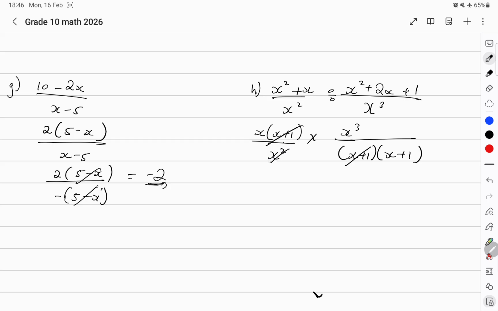And I'm having x to the power of 2. I'm having x to the power of 3 there, meaning it's the same as x to the power of 2 times x, such that those two will cancel each other. Therefore, my answer is going to become x squared divided by x plus 1. That becomes my solution. Right.